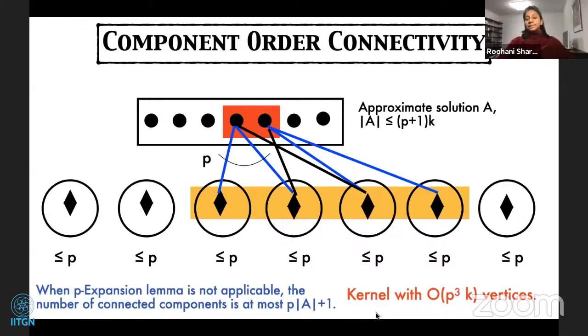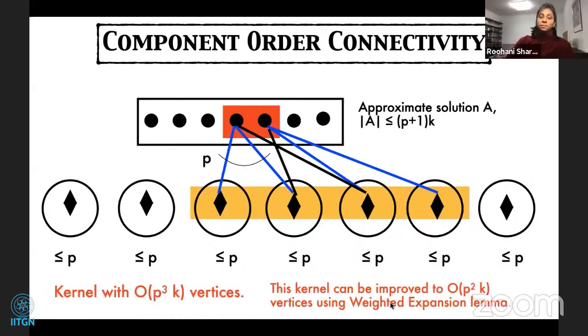And in this case, we get a kernel with order P square, P cube K vertices, because the size of P is order Pk, the number of connected components will be bounded by P square K, and each component has size P. So here I would like to mention one thing, that this kernel bound of P cube K can be improved to P square K by using a weighted version of the expansion lemma.